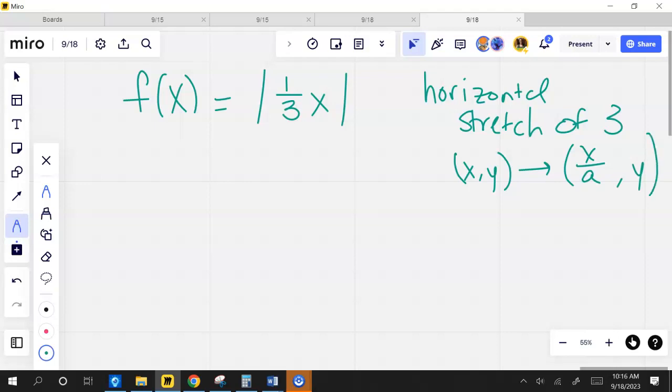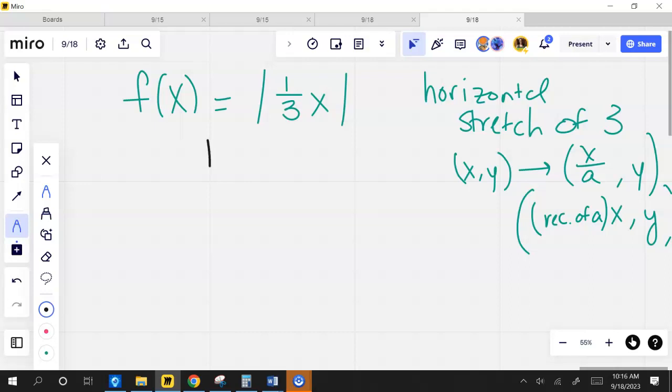Now, I will tell you, this is the same thing as, remember where we did the reciprocal of a? This is the same thing as taking the reciprocal of a and multiplying by x, and then keeping y the same. Either way you want to look at it. Or multiply it by 3. Those are doing the same thing. Dividing by 1/3 is the same thing as multiplying by 3.